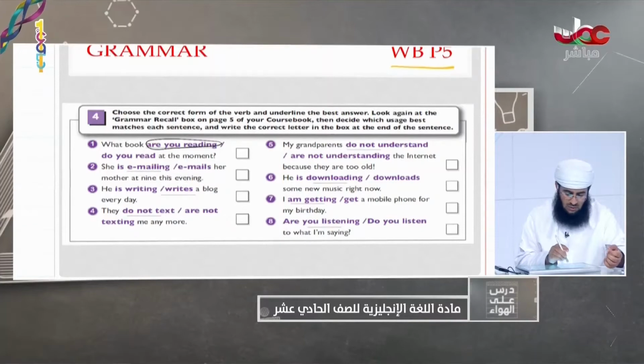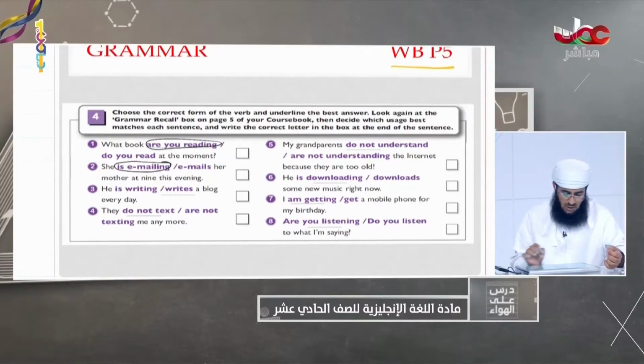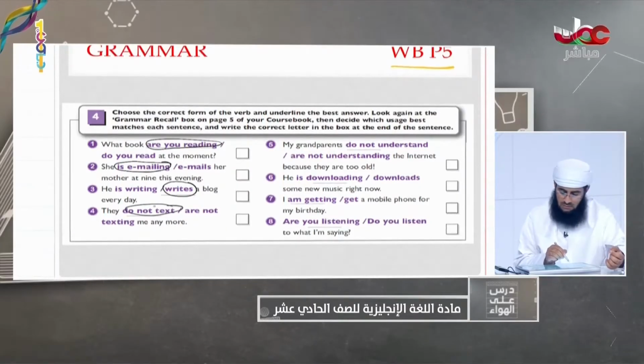So when I am talking about the future, of course, we use the present continuous. The third one: he is writing or he writes a blog every day. Every day means something habitual. He does it every day, so he writes. Next: they don't text or they aren't texting me anymore. This is present also. They don't text.